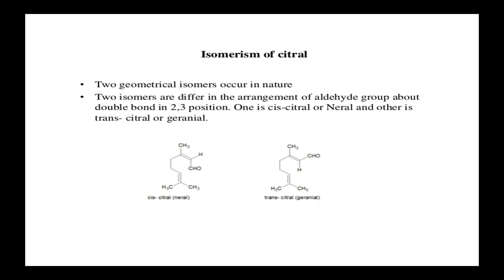Next, isomerism of citral. Already we know that there are two isomers. The two geometrical isomers occur in nature. The two isomers differ in the arrangement of the aldehyde group about the double bond at the 2,3 position. One is cis-citral, or neral, and the other is trans-citral, or geranial.